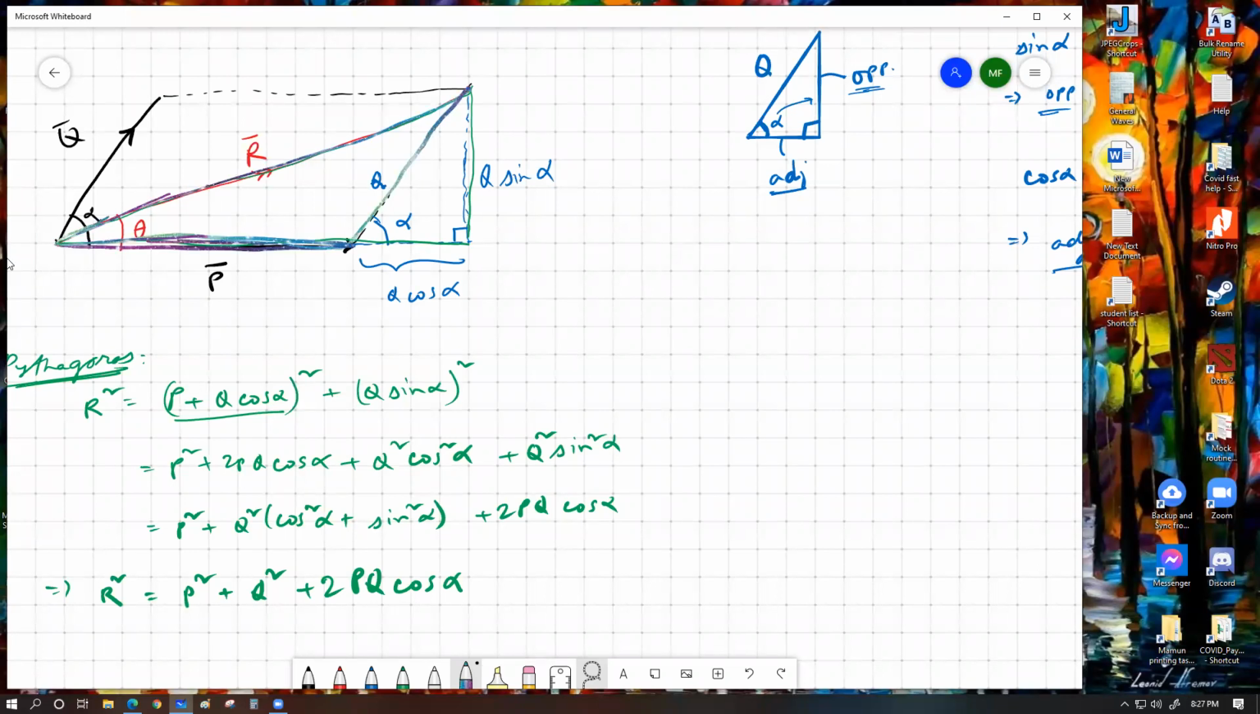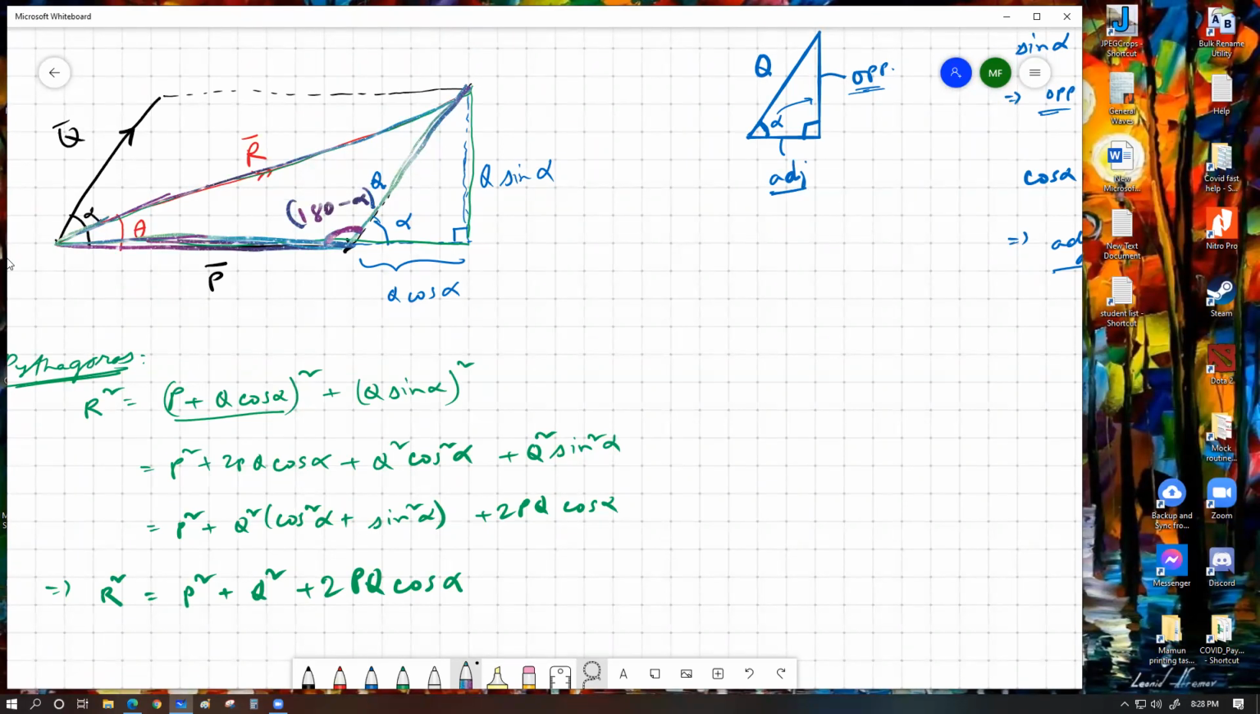This one, and this one. Consider the fact that here we have angle alpha. So what should be this angle? 180 minus alpha. Sorry, it's okay. This angle should be 180 minus alpha.